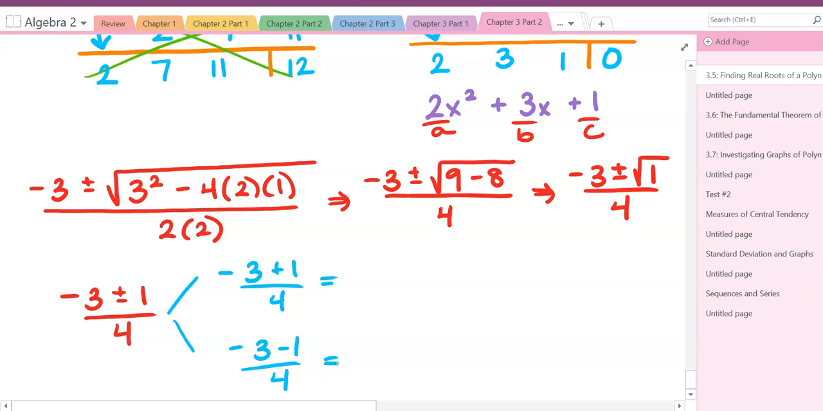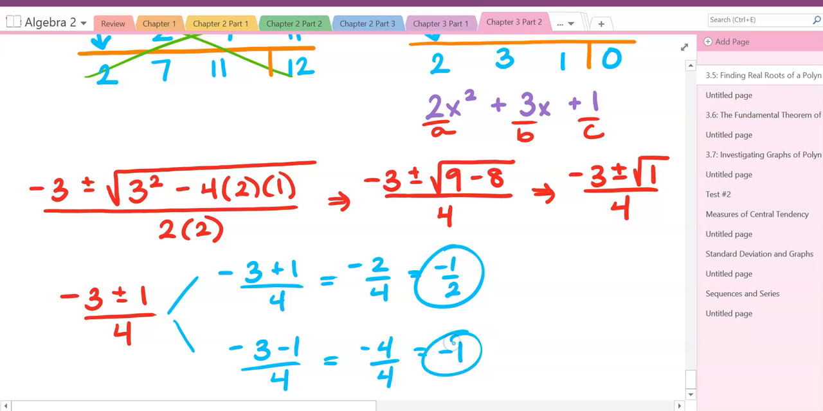So what's negative 3 plus 1? Negative 2, so we have negative 2 over a 4. How's that going to reduce? So there's another 0. What's negative 3 minus 1? Divided by 4? Okay, so let's take a look at our zeros that we have found.